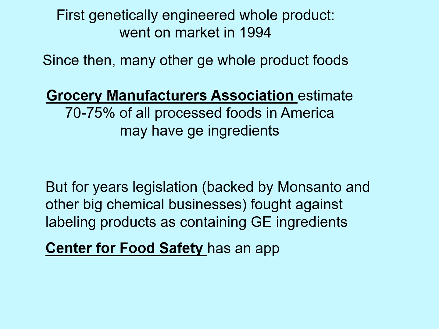But for years, legislation, backed mostly by Monsanto and other big chemical businesses, fought against labeling products as containing genetically engineered ingredients. And in fact, they even fought against people being able to label that it was not genetically modified. So the Center for Food Safety has a smartphone app. I've had it on my phone for years that allows you to scan the barcode of a product at the grocery store to find out about whether it has genetically engineered ingredients. And I'd have to tell you that many baby foods are genetically engineered.